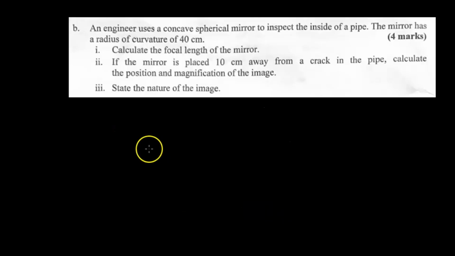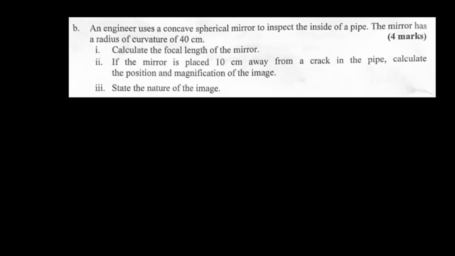Look at question 10b. An engineer uses a concave spherical mirror to inspect the insides of a pipe. The mirror has a radius of curvature of 40 centimeters. The question says we should calculate the focal length of the mirror.